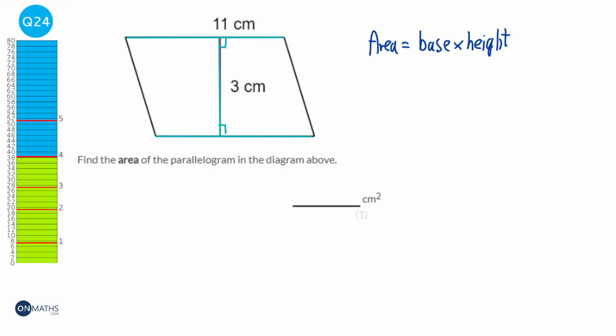So we're going to do the base, which is 11, times the height, which is 3, and that gives us 33. Now both of the base and the height are in centimetres, therefore the area will be centimetres squared, 33 centimetres squared.